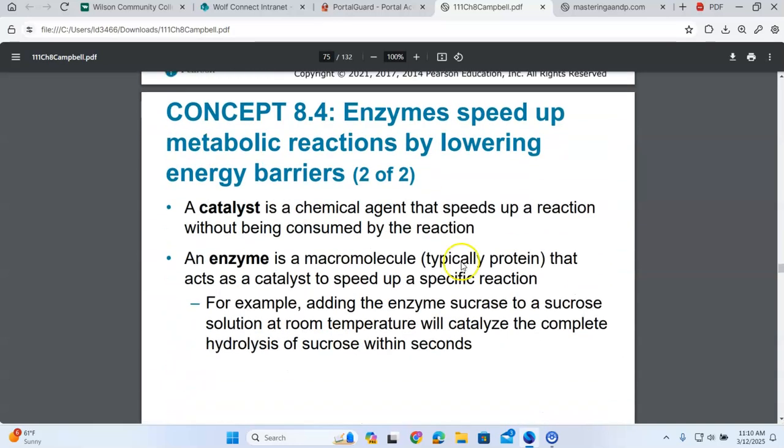So a catalyst is a chemical that speeds up a chemical reaction without being consumed, and an enzyme is a macromolecule, almost always a protein, that is a catalyst to a specific reaction. The enzymes are typically named for what they do. So sucrose is a sugar molecule. It's a disaccharide. The enzyme which breaks down sucrose is called sucrase.